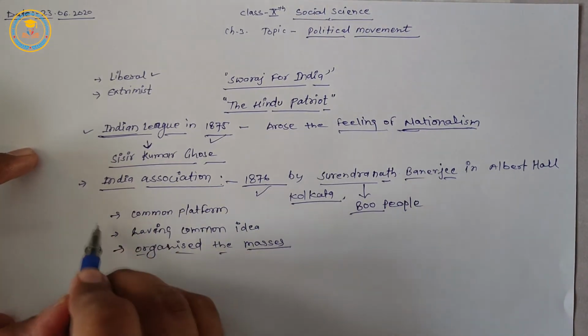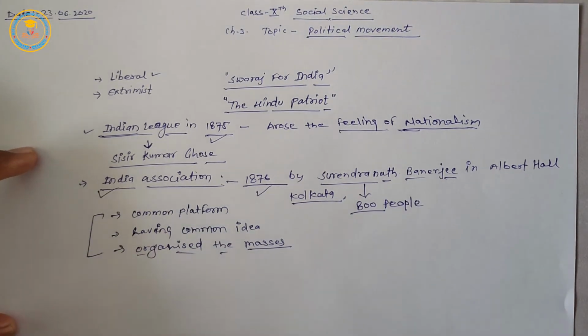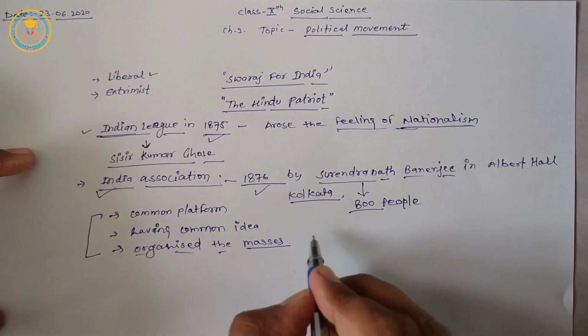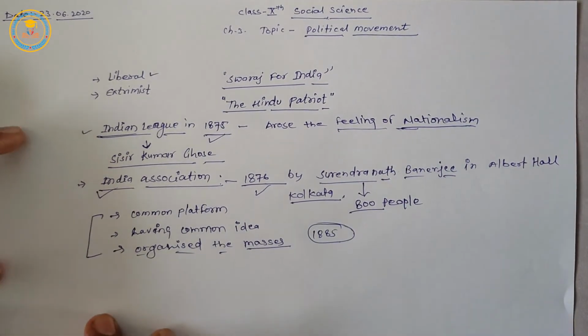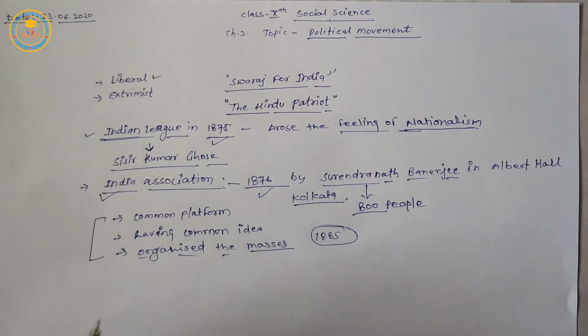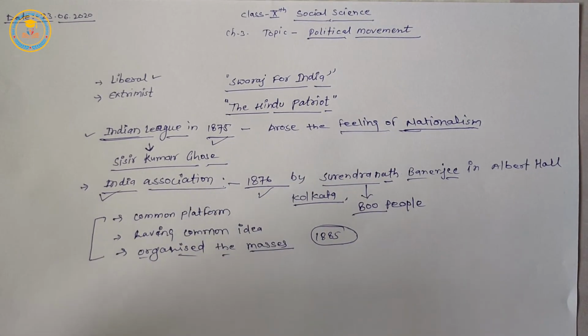These are the three main purposes of the Indian Association, and it merged into the Indian National Congress in 1885. You know, the Indian National Congress was founded by A.O. Hume in 1885.